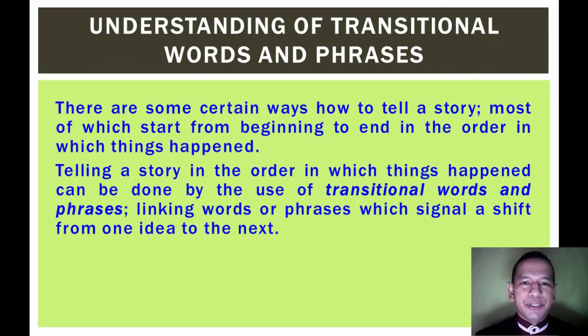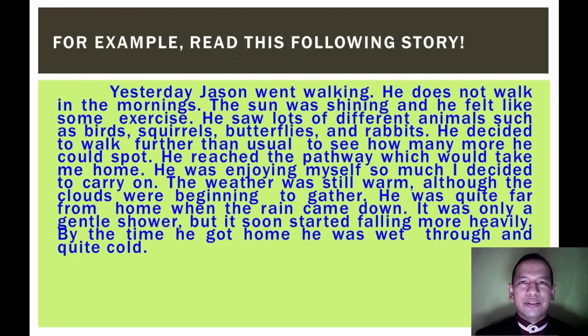There are certain ways to tell a story, most of which start from beginning to end in the order in which things happen. Telling a story in the order in which things happen can be done by the use of transitional words and phrases, linking words or phrases which signal a shift from one idea to the next. Okay? So, here is an example of the passage before it is changed into transitional words.